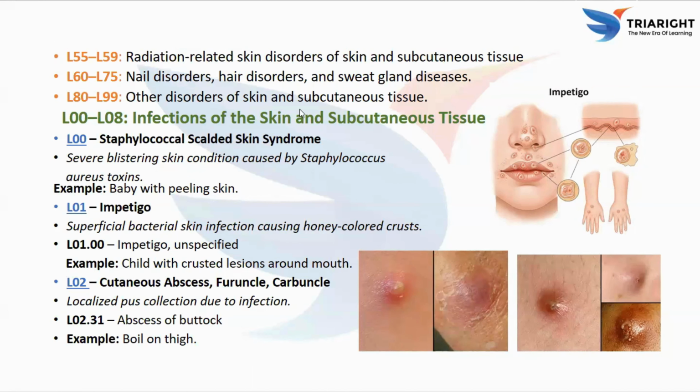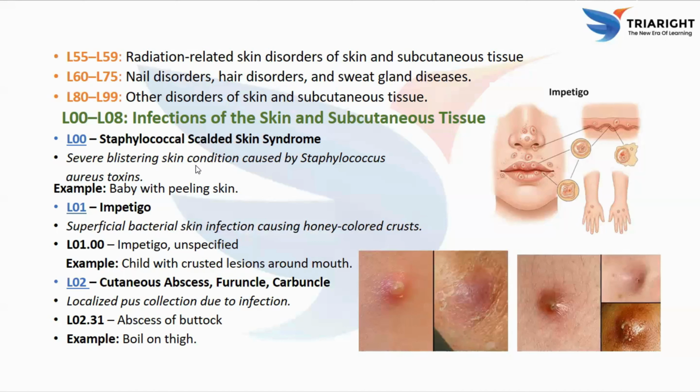And also L55 to L59 describes the radiation related disorders of skin and subcutaneous tissue. L60 to L75 is about nail disorders, hair disorders and also the sweat gland diseases. And the last category, L80 to L99, describes the other disorders of skin and subcutaneous tissue which are not classified in the earlier sections. These are used to classify the skin disorders. These codes help clinicians and medical coders to document and bill skin related conditions or infections very easily. So coming to the first category, L00 to L08, about the infections of the skin and subcutaneous tissue.